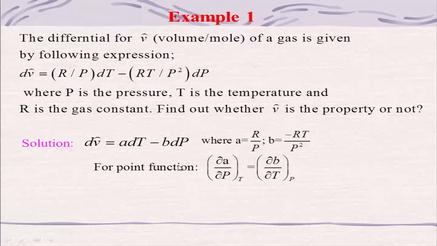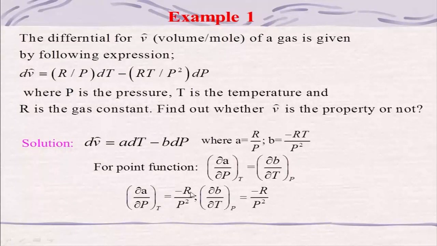So what will we do? We know this A, we differentiate with respect to P. What will it come to? It will be −R/P². And when we differentiate this B term, ∂B/∂T at constant P is also −R/P². So therefore, this condition is satisfied, hence it is a property. By this one can ascertain whether a variable is a property or not.